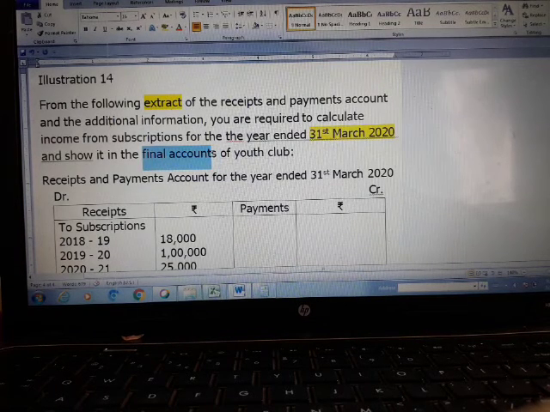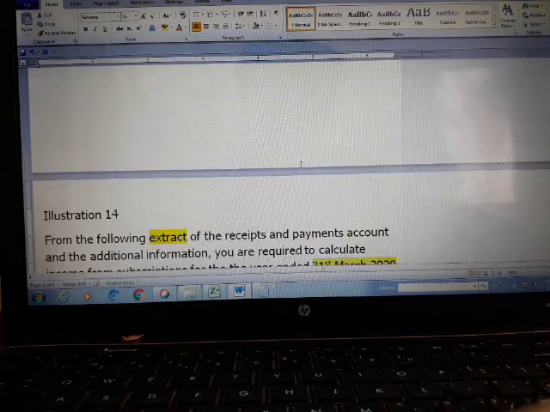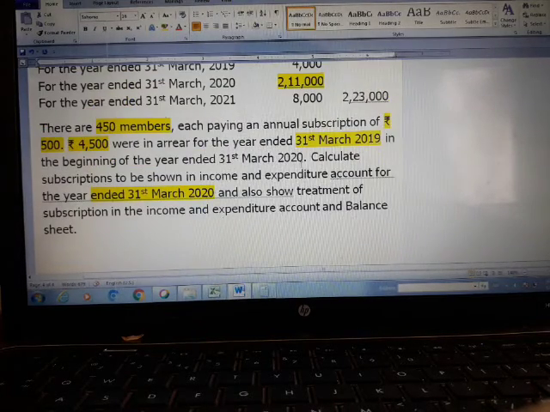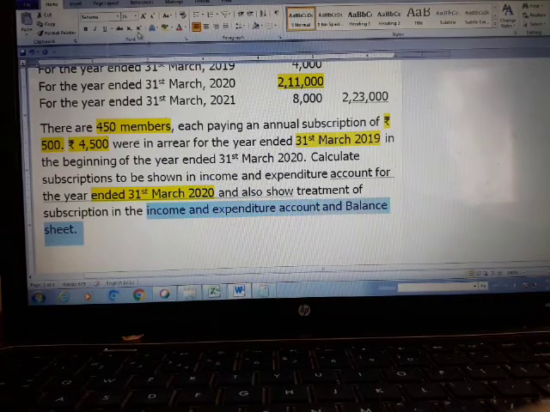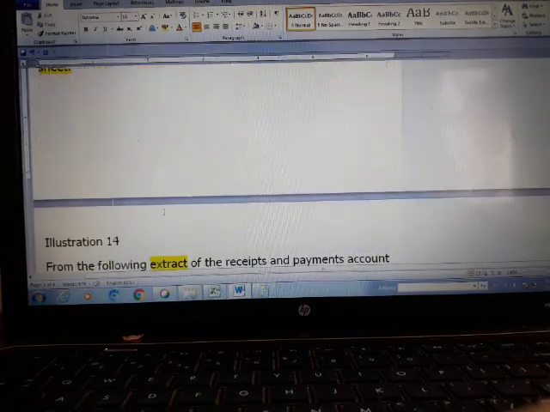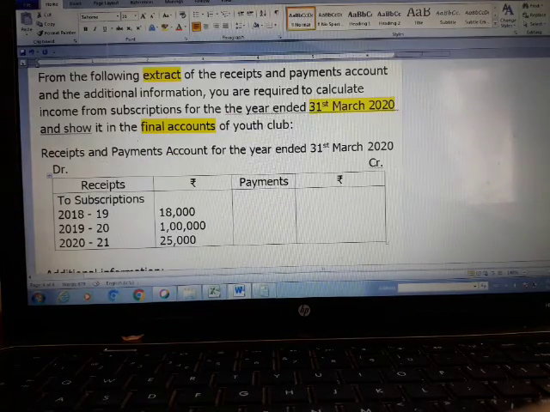Again they said, look, this is the difference you have to understand. In the previous problem, that is problem 13, they had given that you have to prepare subscription in income and expenditure account and balance sheet. Right? In my previous problem, income and expenditure account and balance sheet were to be prepared. If they give it in this way also, you need to prepare the balance sheet, or else if they give it in such a way that, okay, you have to show the treatment.